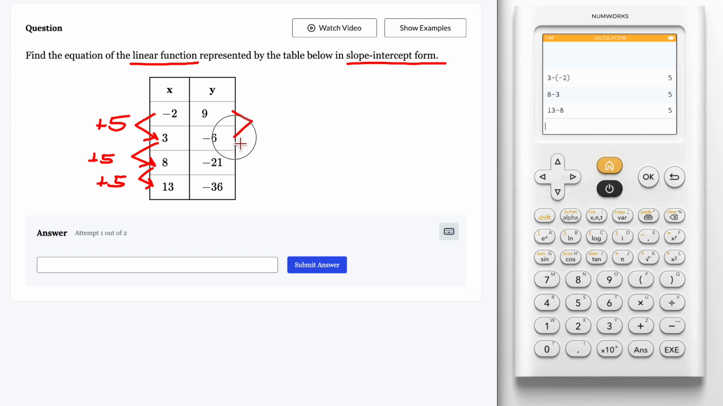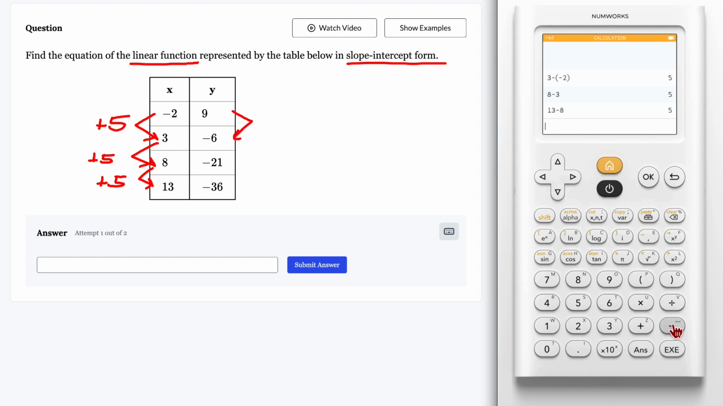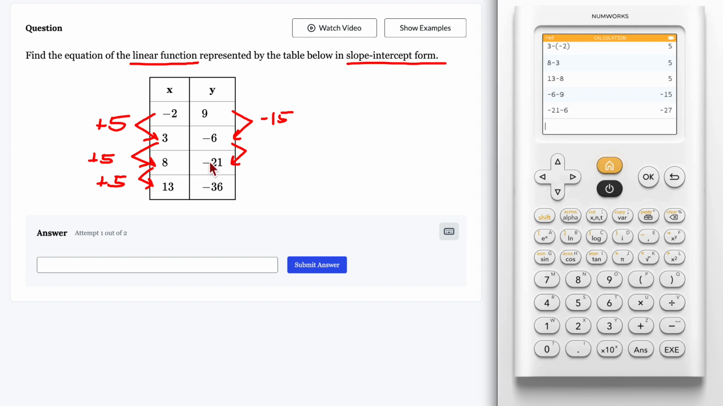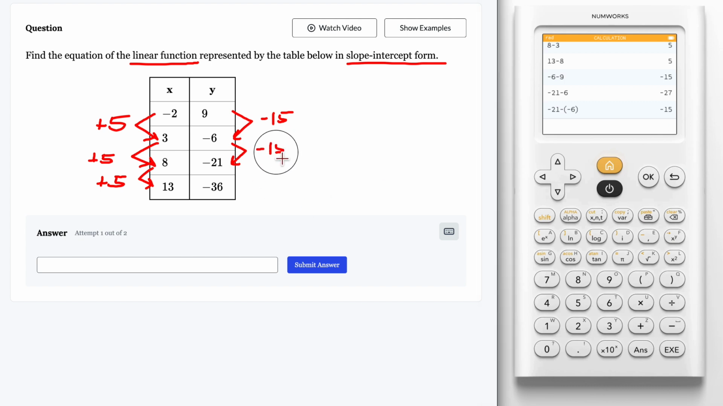Well, let's look at 9 to -6. Well, if I go -6 minus 9, you can see that I'm going down by 15. So I'm subtracting 15. 9 minus 15 gives me -6. -6 to -21. Well, what's that difference? I will say -21 minus -6. Of course, that gives me -15 again.